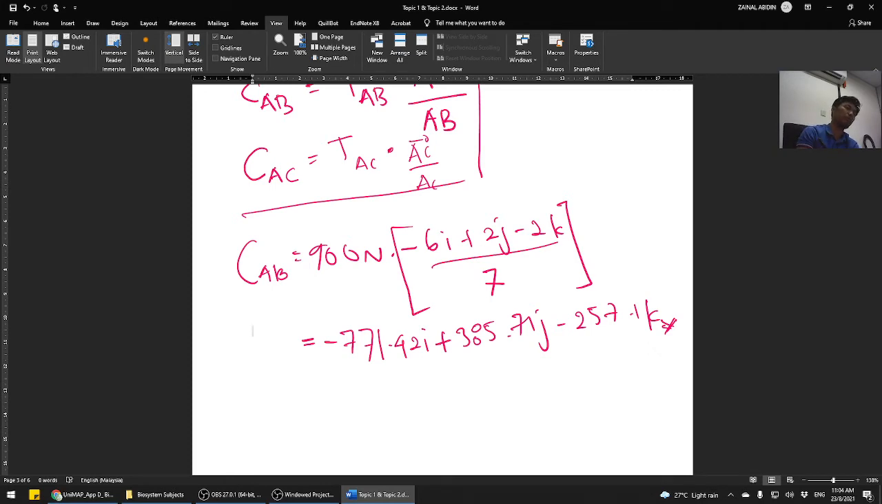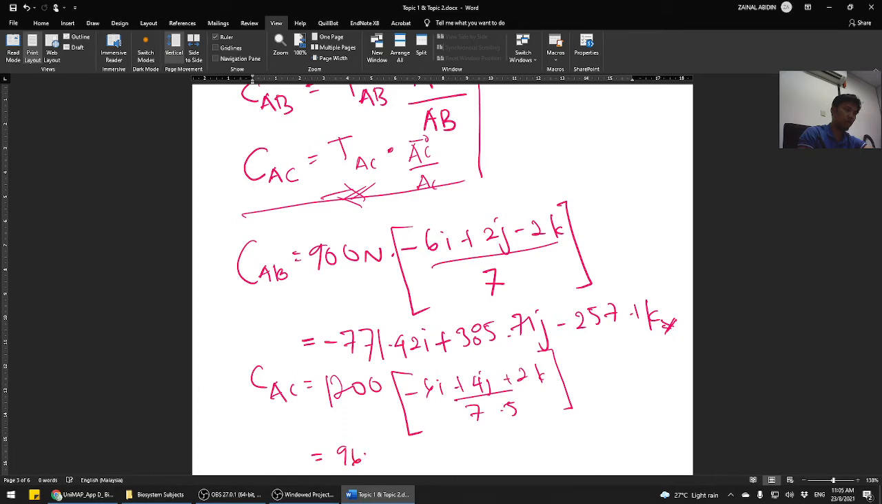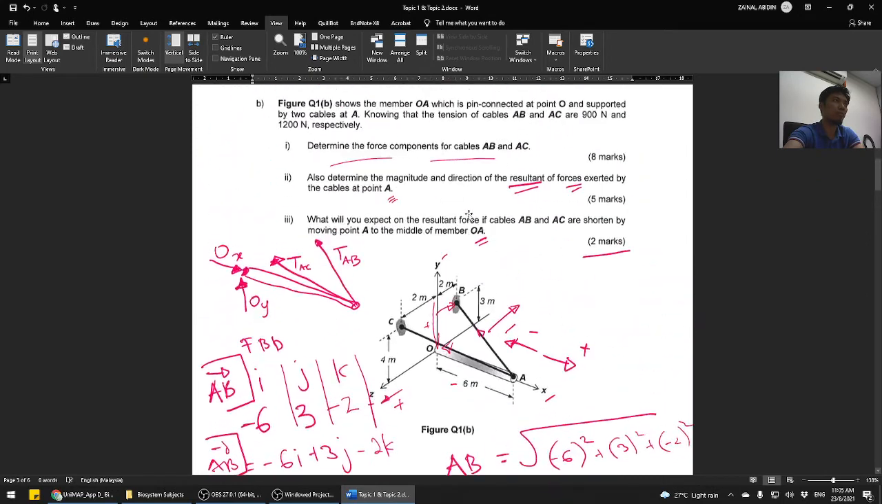So your component of force in AC direction, same goes using that formula here, which is 1200 times minus 6i plus 2j, not 2j, is 4j, minus 2k. Oh, positive 2k. And divided by 7.5. So you got 960i, 640J plus 320K. So this is the component force of this problem for AB and AC. Okay.